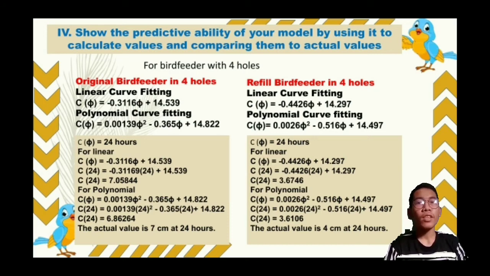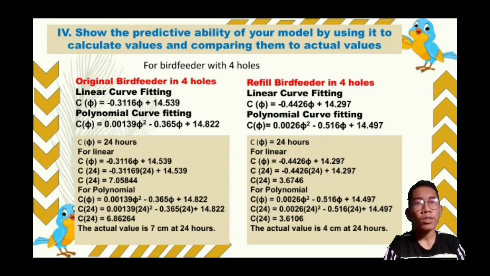For the linear curve fitting, we have the equation C of phi is equal to negative 0.31165 plus 14.539. And for the polynomial curve fitting, we have the equation C of phi is equal to 0.001395 squared minus 0.3655 plus 14.822. Using the linear curve fitting, to get the actual values of the original bird feeder, we're going to use the equations mentioned a while ago.